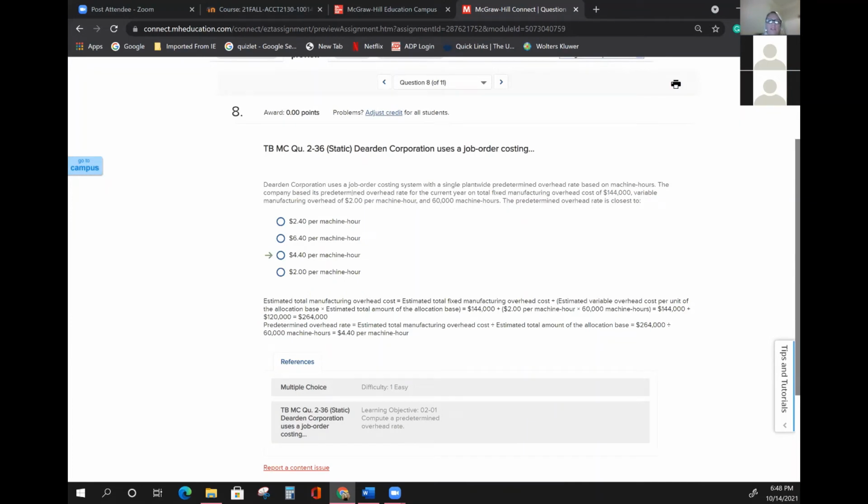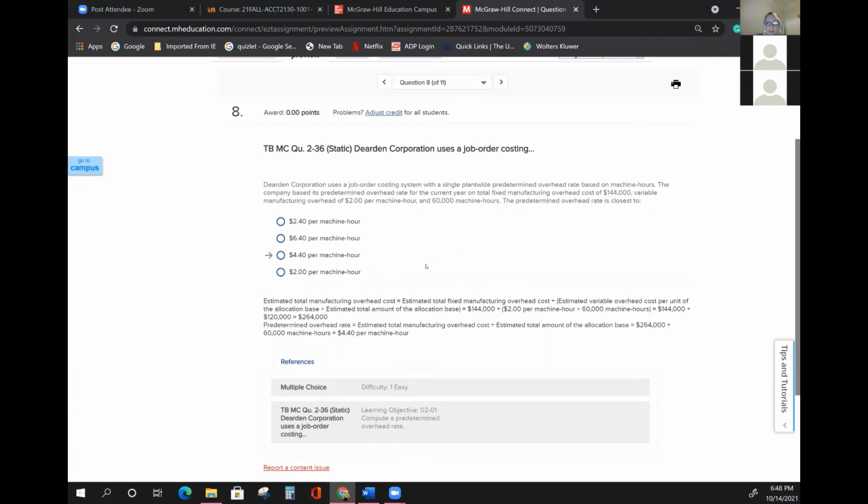Okay, Dearden Corporation uses a job order costing system with a single plant-wide predetermined overhead rate based on machine hours. So tell me what it's basing it on: machine hours. The company based its predetermined rate for the current year on the total fixed manufacturing overhead of $144,000, the variable manufacturing overhead of $2 per machine hour, and 60,000 machine hours. The predetermined overhead rate is closest to.